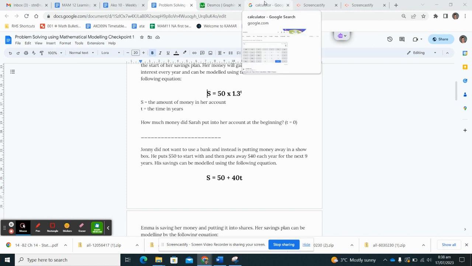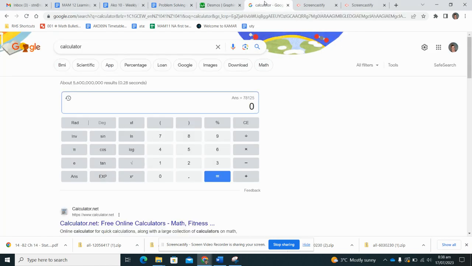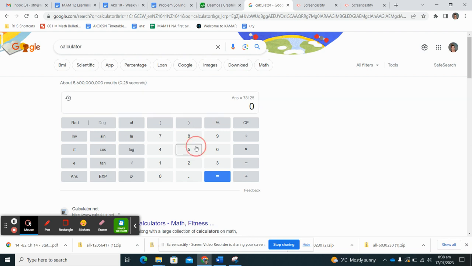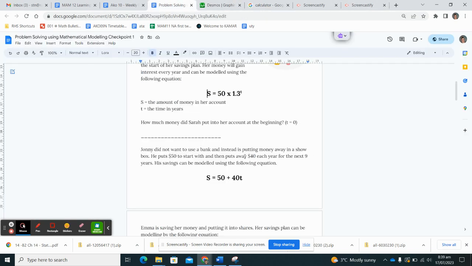So you can just type that straight into your calculator. We've got 50 times 1.3, and then this little power button here will bring it up to 0. Okay, so you can see now I've substituted in where t was 0 for the start of her savings plan, and if you push equals, you see that her initial amount that she had in her account at the beginning was $50.